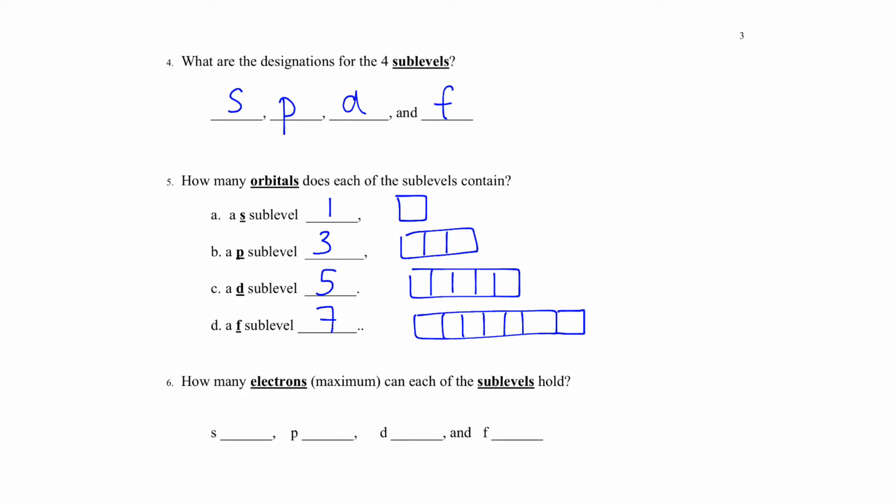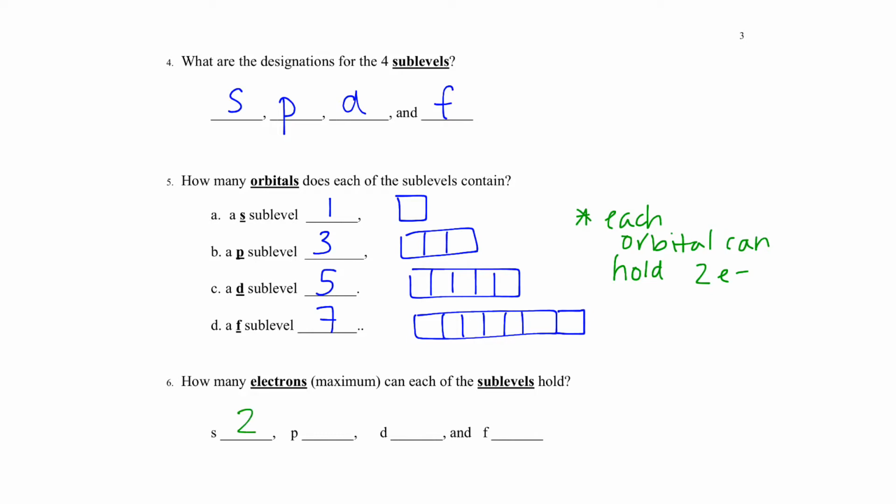All right. As for question 6, it asks how many electrons the maximum could fit in each of the sublevels. So if you look back to what we just drew over here in question 5, what we need to recognize is that each orbital, or each box essentially, can hold 2 electrons. All right, so if I basically take how many boxes there are and multiply that by 2, I'm going to get my answers to question 6.